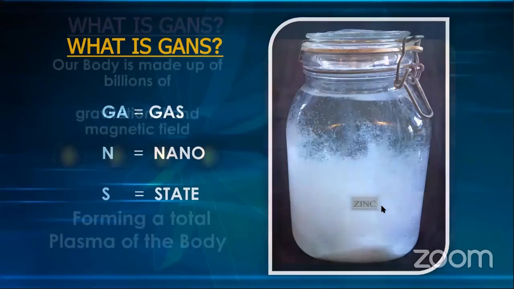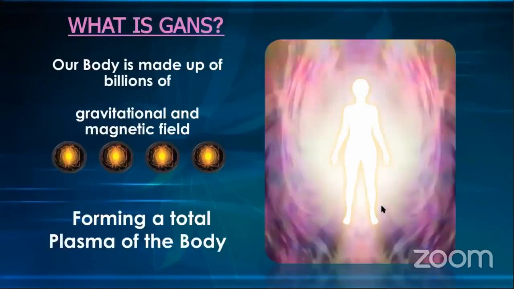It's beautiful. So the body is made of millions and millions of these gravitational magnetic fields. They are everywhere. Every single cell in your body is these gravitational magnetic fields.